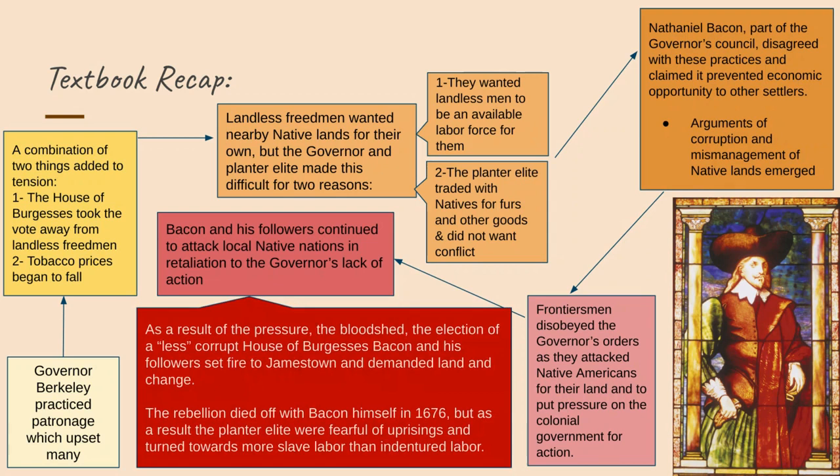But as a result, the planter elite were extremely fearful of potential future uprisings, and they actually begin to turn towards more slave labor than indentured labor, with this fear of what indentured servants were doing, the opinions that they were holding, and the actions they were actually taking at this point in time to challenge local government.